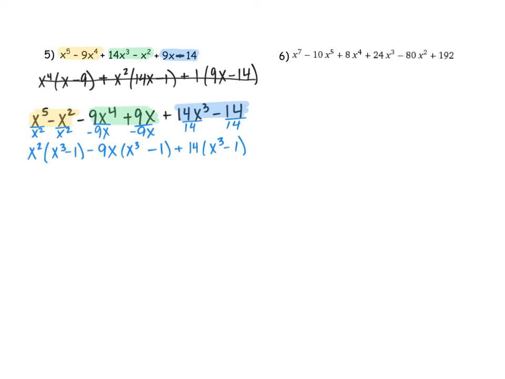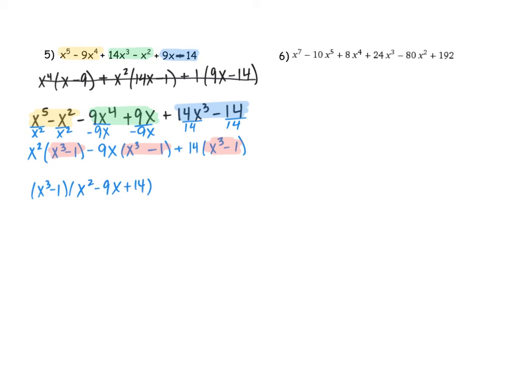So now all of the terms inside those parentheses are the same. So that tells me that that's my next GCF. I could take out an x to the 3rd minus 1. And if I divide each of these pieces by the x to the 3rd minus 1, I'll be left with x squared, negative 9x, and 14.